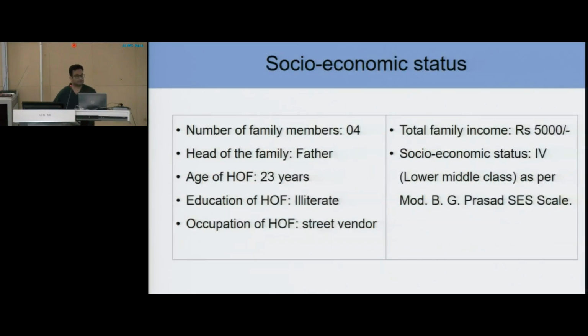If we look at the socio-economic status of the newborn, she belonged to a 4-membered family headed by the father, who is 23 years old, illiterate, and working as a street vendor. Total family income was 5,000, and as per the modified B.G. Prasad socio-economic scale, it was lower middle class.